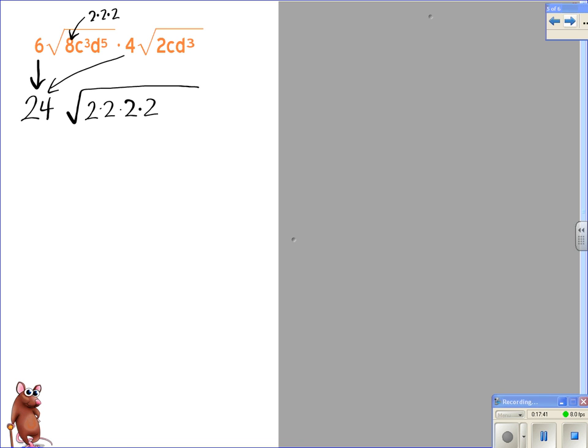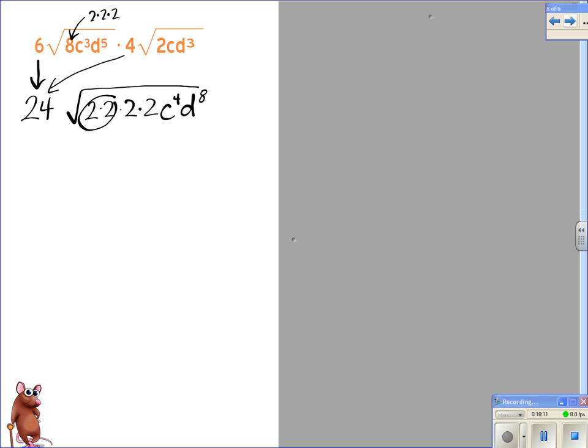How many C's do we have? How many C's do we have when we put them together? There's 4 of them now. There's 3 from over here and 1 over here. And how many D's? We now have 8. So when we're done with this problem, are we going to have a root? Or can we take absolutely everything out? Yes, there won't be any leftovers at all.